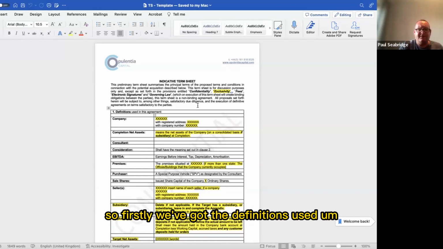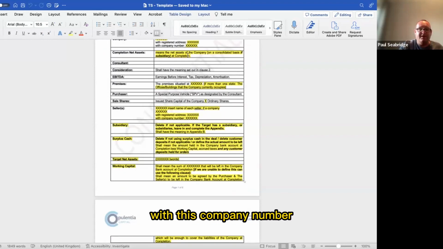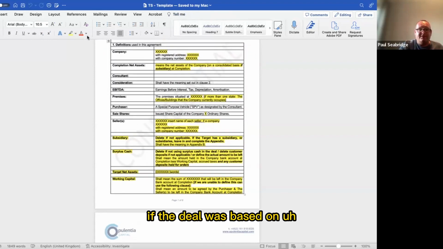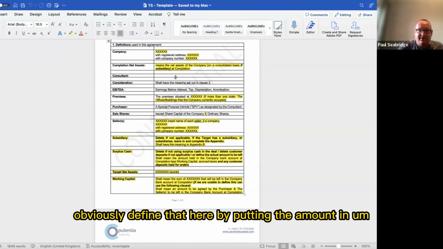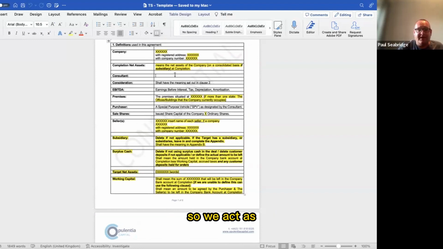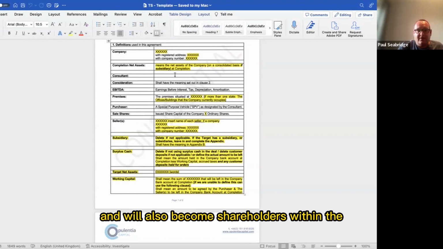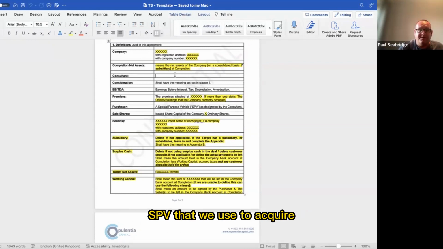So firstly, we've got the definitions used in the deal. So we would put the name of the company here. This is the company that we wish to buy with its company number. We would then, if the deal was based on completion accounts and we had a target completion net assets, and the net assets that the deal was based on, then we would obviously define that here by putting the amount in. The consultant to the deal is Opulentia Capital, so we act as basically the people that are putting the deal together, and will also become shareholders within the SPV that we use to acquire the business.